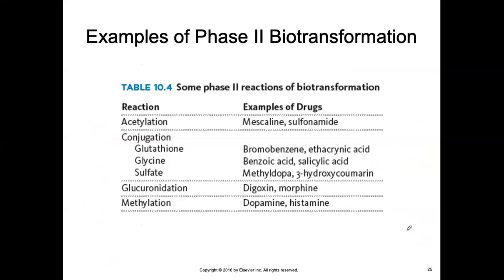Some phase 2 biotransformations. Acetylation, which happens with mescaline and sulfonamide. Conjugation, which happens with glutathione, glycine, and sulfate in the body. Examples of drugs that are targets of that: bromobenzene, benzoic acid, salicylate, and so on. And glucuronidation, which happens with digoxin and morphine, and methylation with dopamine and histamine.